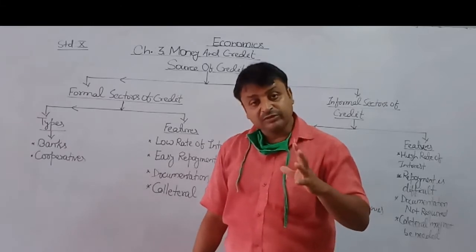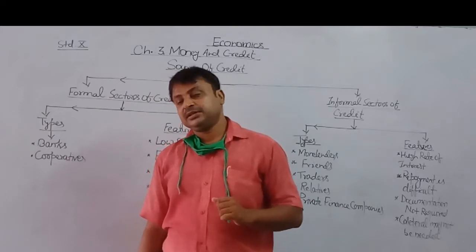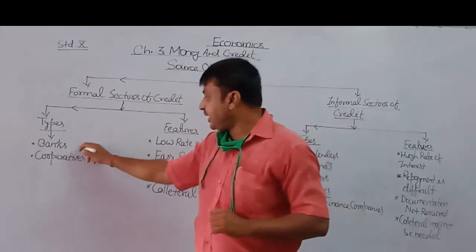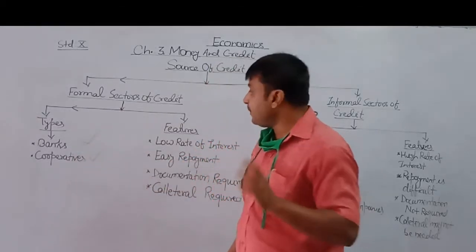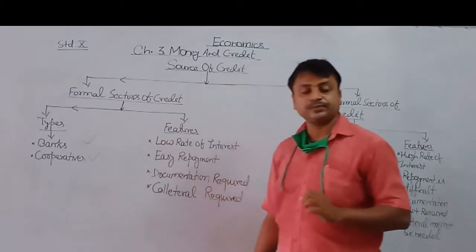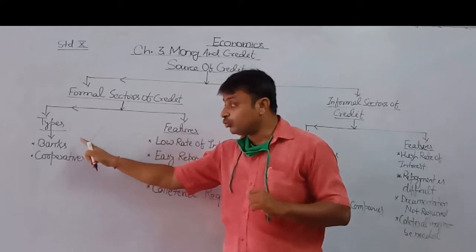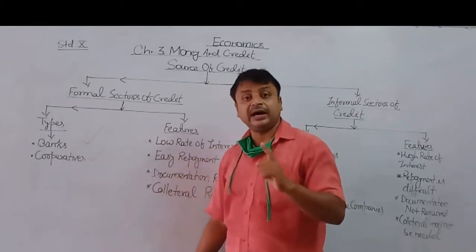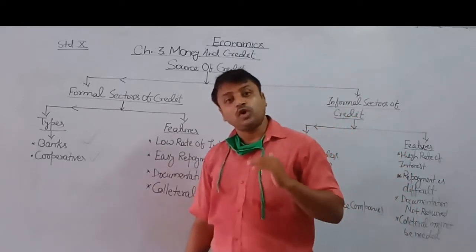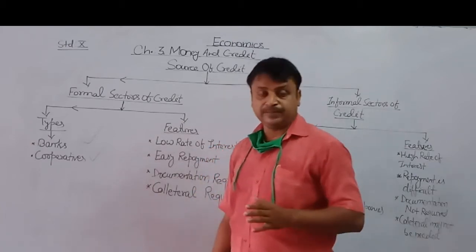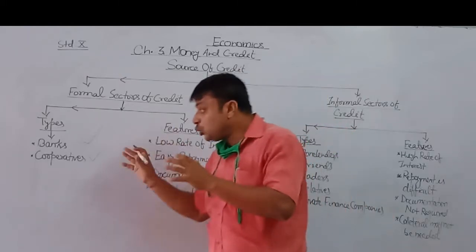There must be some supervisory authority that supervise their functioning. For example, banks and cooperatives. Banks and cooperatives are the two important formal sectors of credit. We have discussed there is a supervising organization that supervises the functioning of the bank, that is RBI. In a similar fashion, cooperative societies are also regulated by the laws made by the government time to time. So they are bound to follow those rules.